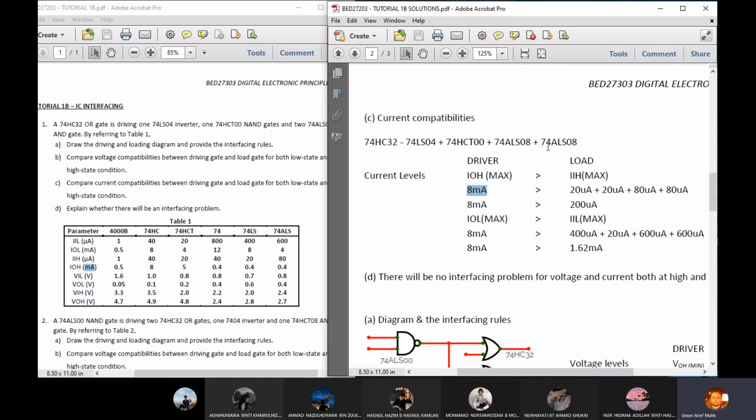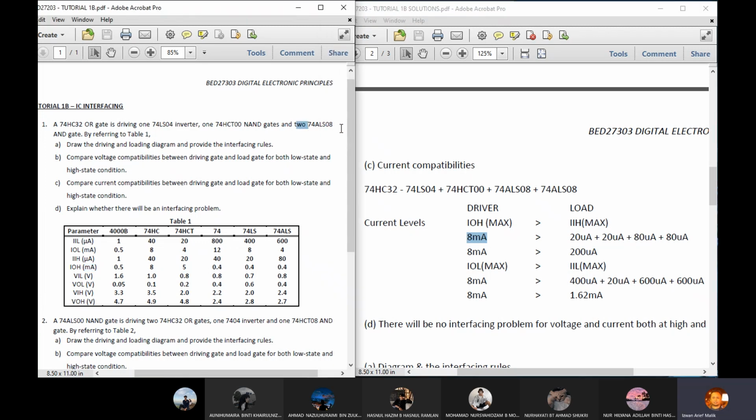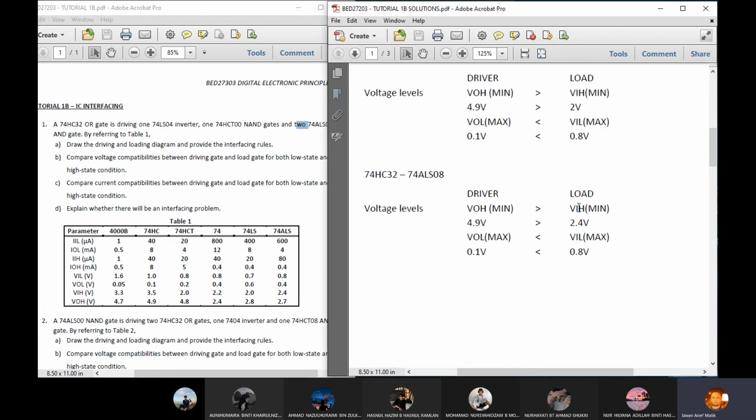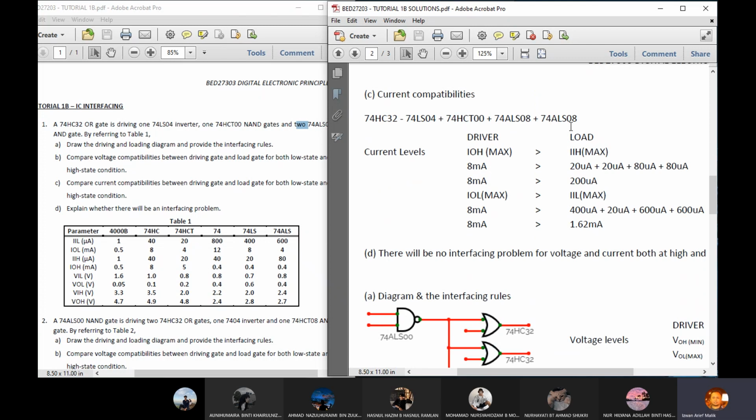So in this situation here, when it involves current, you kena tambah dua-dua lah current untuk 74ALS ni sebab dia ada dua unit kan. Okay, 2 74ALS 08. Voltage ni tak perlu sebab dia adalah nilai yang sama. Okay, so tak perlu buat dua kali lah. But for current, yes, you have to make sure that you add all of the gates which are included in the interfacing. Yang unit interface ni ada berapa banyak gate yang ada, semua you kena tambah.